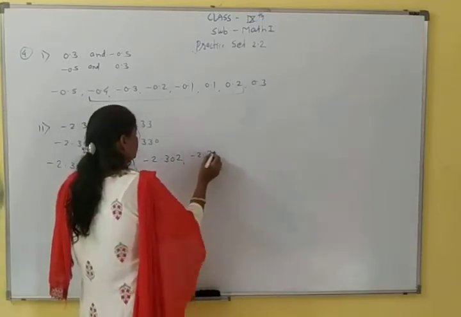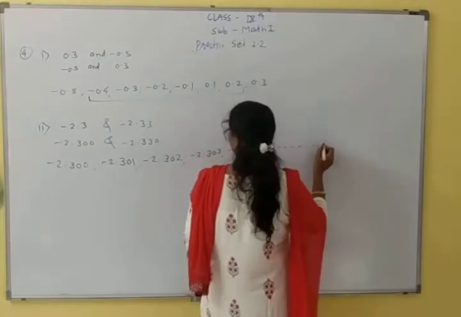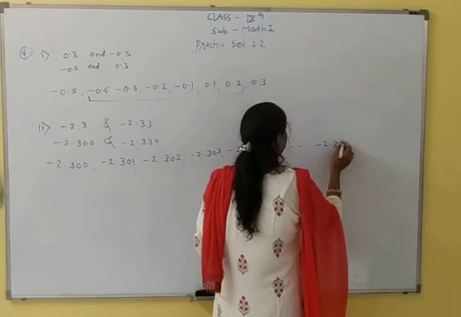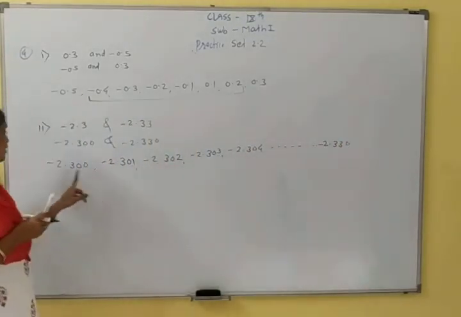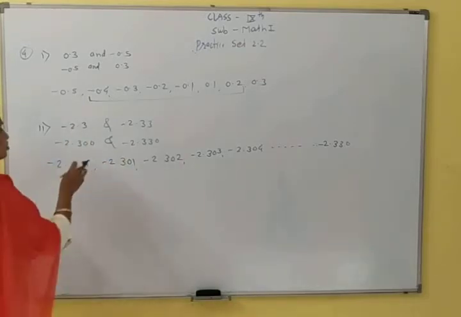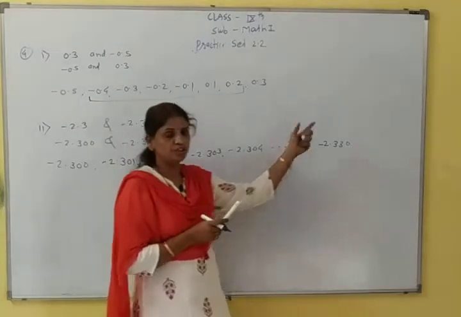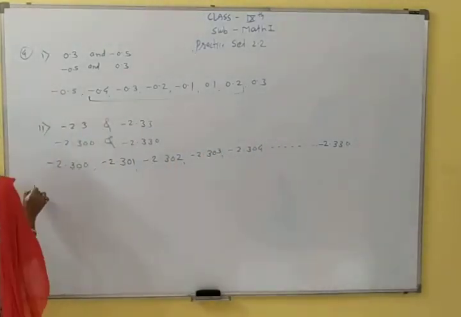Minus 2.302, minus 2.303, minus 2.304, up to minus 2.330. So you can take any three numbers between these numbers, meaning minus 2.300 and minus 2.330. So 2.301, 2.303, 2.304, 2.308, 2.309, 2.310, 2.311, 2.312, up to 2.329. So this is the second problem.